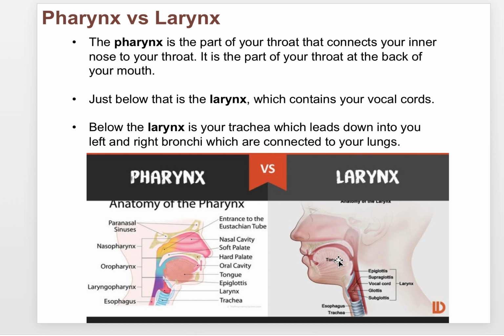The larynx and the pharynx are both kind of spelled similarly, but they're different. The pharynx is a part of your throat that connects your inner nose to your throat. It's a part of the throat at the back of your mouth. Below the pharynx is the larynx. The larynx contains your vocal cords. So it's all part of the same tube, if you will. But the pharynx is the upper part, the larynx is the lower part.